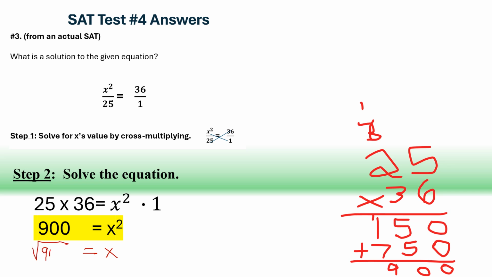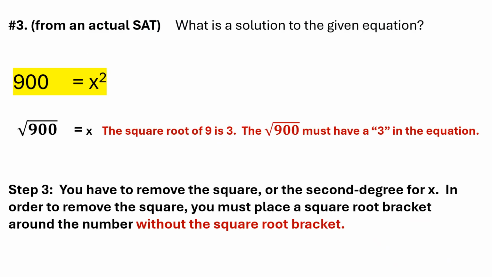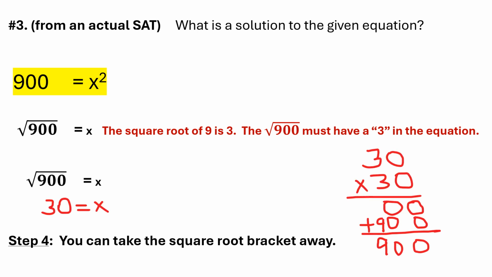You're having a problem going, oh my God, what's square root of 900? Hey, square root of 9 is 3. So the square root of 900 with 2 more zeros must have 30 in it. And simply put, x equals 30. And that's one of your choices, and that's correct. So, let's not get these kind of questions wrong on the SAT.